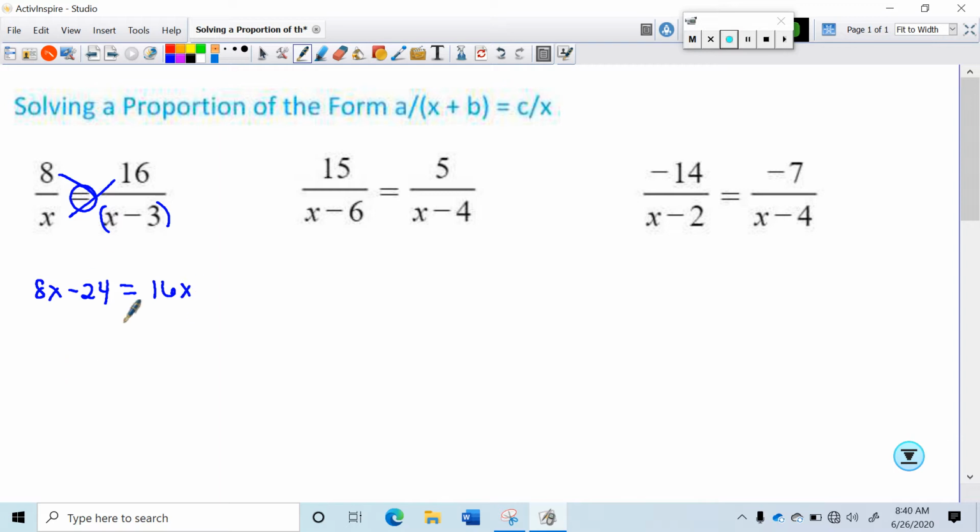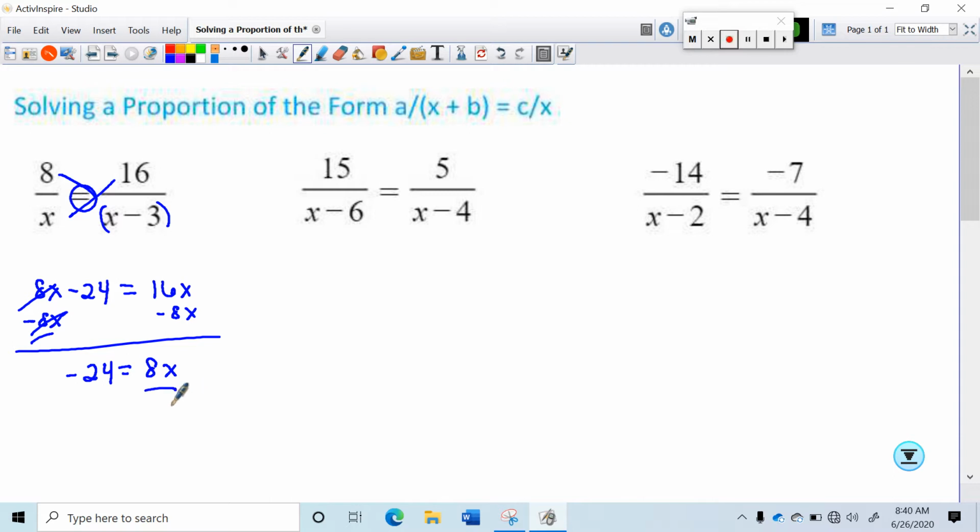Now I want to get my x's together. I don't want to move the 16x because you leave yourself with nothing, and you don't want to ever do that to yourself because that gets confusing very, very quickly. So I'm going to do the opposite of positive 8x, which is negative 8x. Subtract 8x from both sides. Opposites cancel. Negative 24 equals 16 minus 8 is 8, so 8x, that's 8 times x.